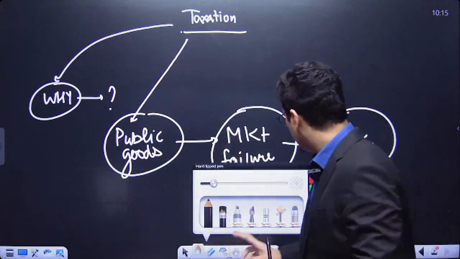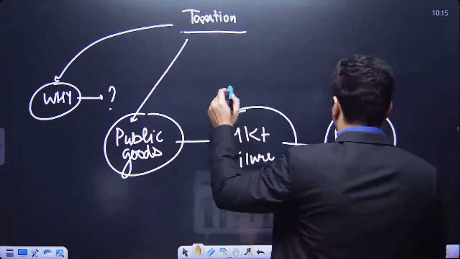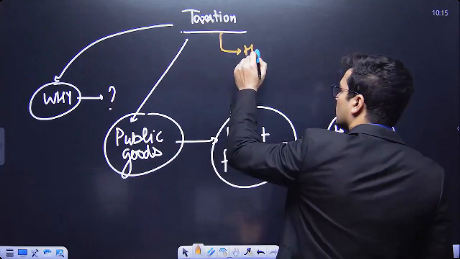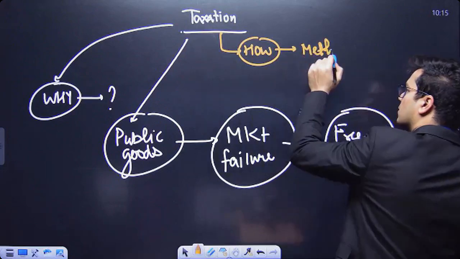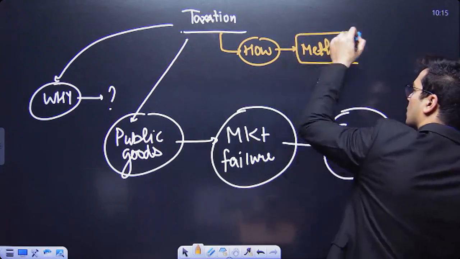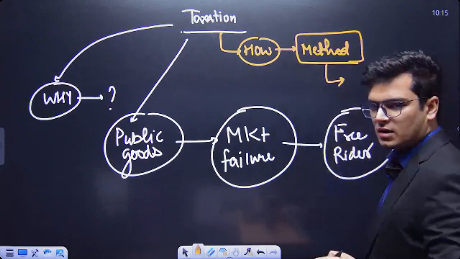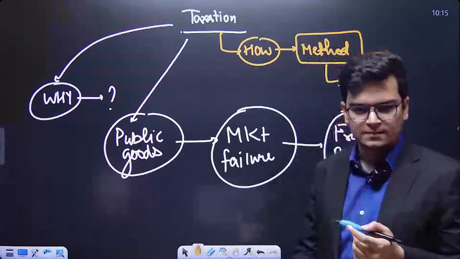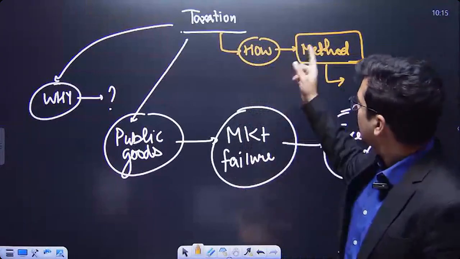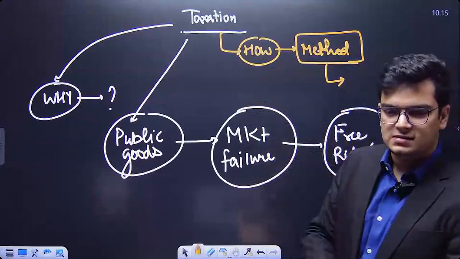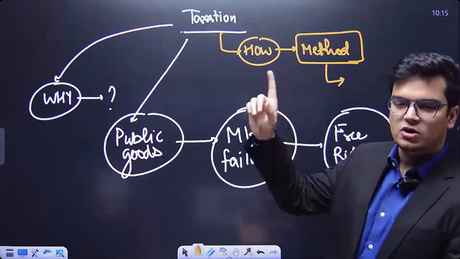Now you need to differentiate this from how government is collecting taxes. What is the method of taxation, how government chooses to collect tax? How should we construct this method? What type of method should the government use for collecting taxes?